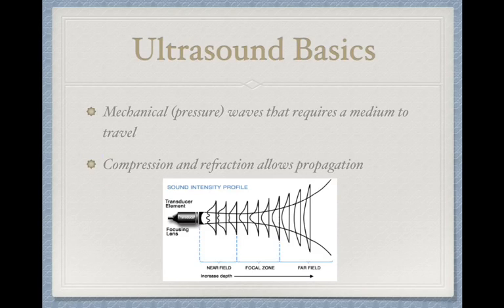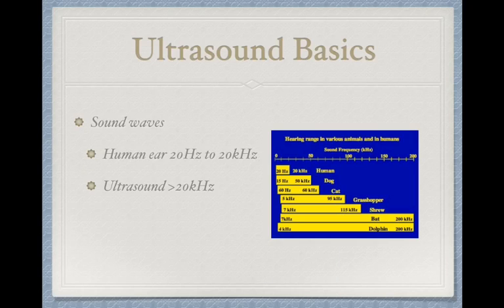So just some ultrasound basics. Quickly, ultrasound basically is converting electrical energy into mechanical pressure waves that then travel through tissue or any sort of medium, and the propagation occurs because of what's called compression and rarefaction. Just to put this in perspective, our human ear can hear sounds anywhere from 20 hertz to 20 kilohertz, and ultrasound is above that 20 kilohertz. That makes it the ultra part of sound.